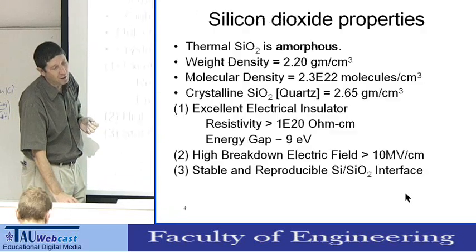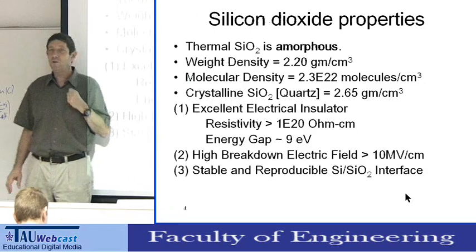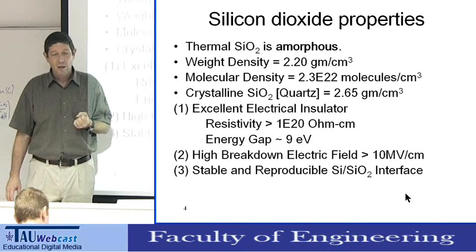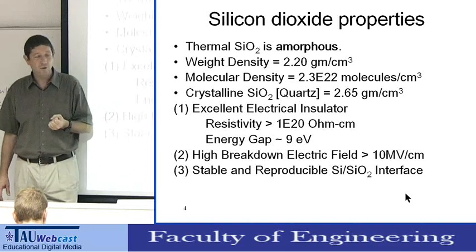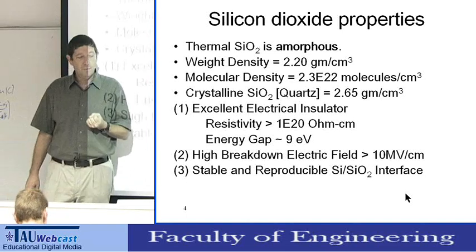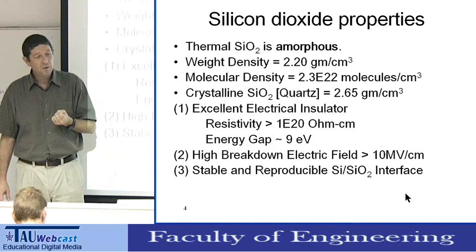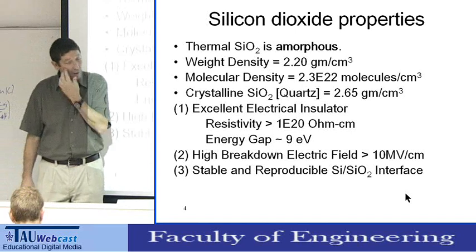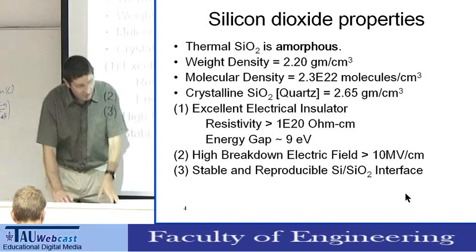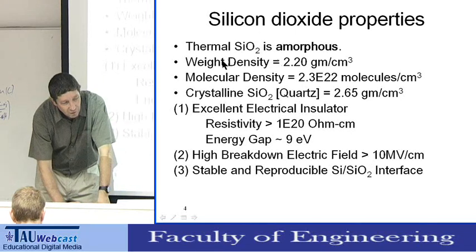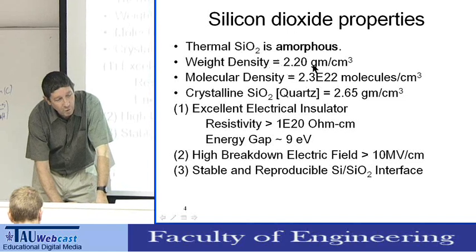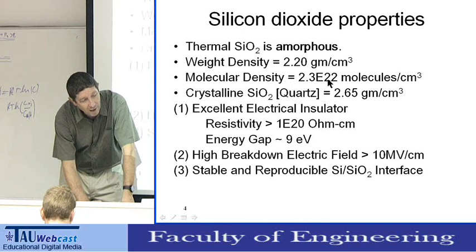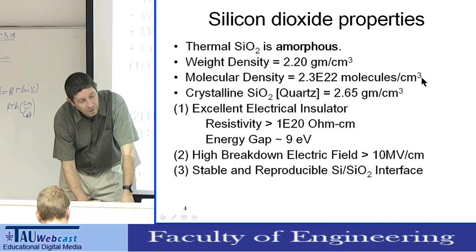But let's talk about oxidation. Oxidation is a key process for the semiconductor technology, and one of the reasons is that oxidation generates a very stable compound called silicon dioxide. Just some properties of silicon dioxide. First, it's amorphous, about 2.20 gram per centimeter cube. We have about 2.3 times 10 to the 22 molecules per centimeter cube.